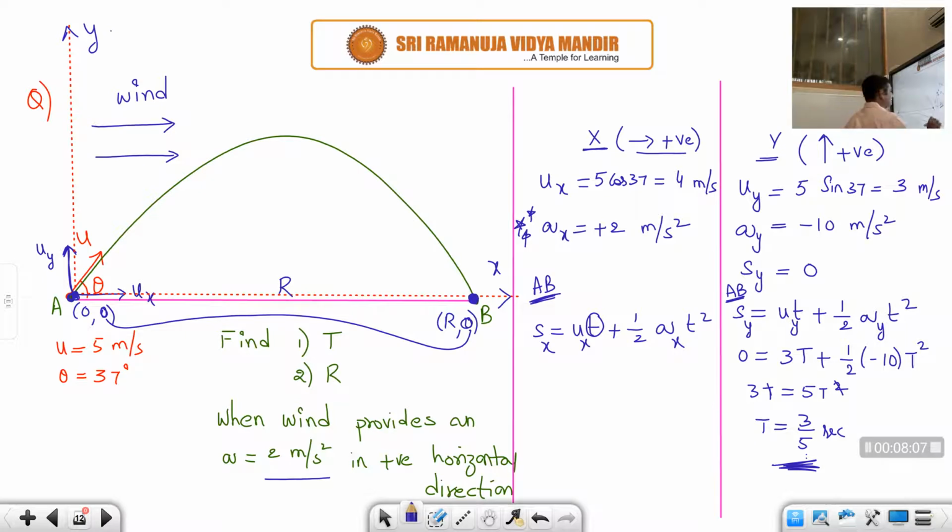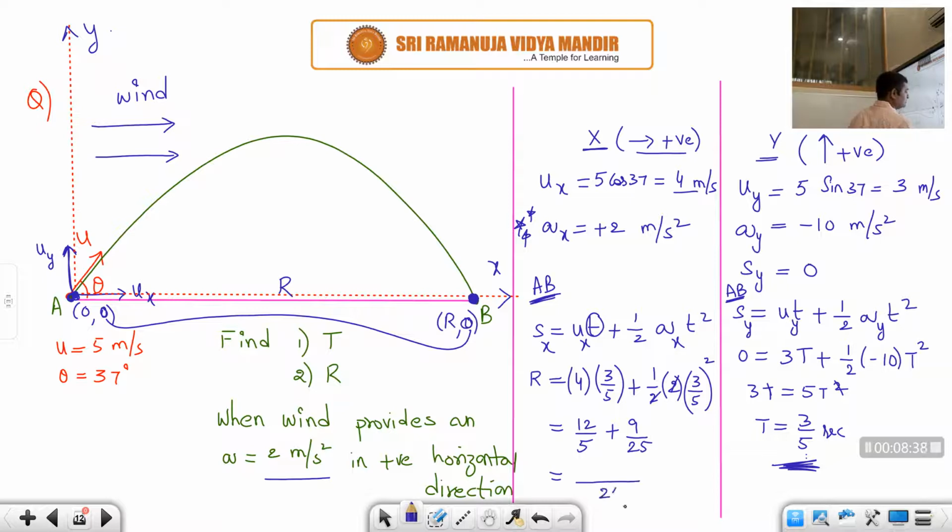So S in x direction, called the range, is equal to, what is ux? 4 into time of flight. What is the time of flight? 3 by 5, plus half times ax. Normally we place ax as 0, but here ax is not 0. Ax is equal to 2, into t square, that means 3 by 5 whole square. So that is 4 3s are 12, 12 by 5, plus 2 2s will get cancelled, 9 by 25. If you take 25, 12 5s are 60 plus 9. So that is equal to 69 by 25 meters.